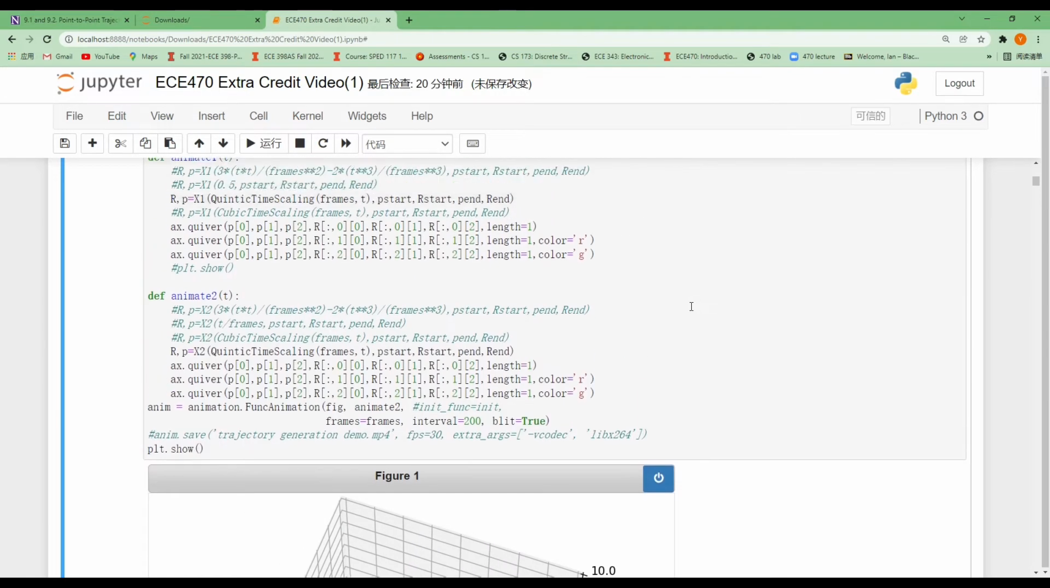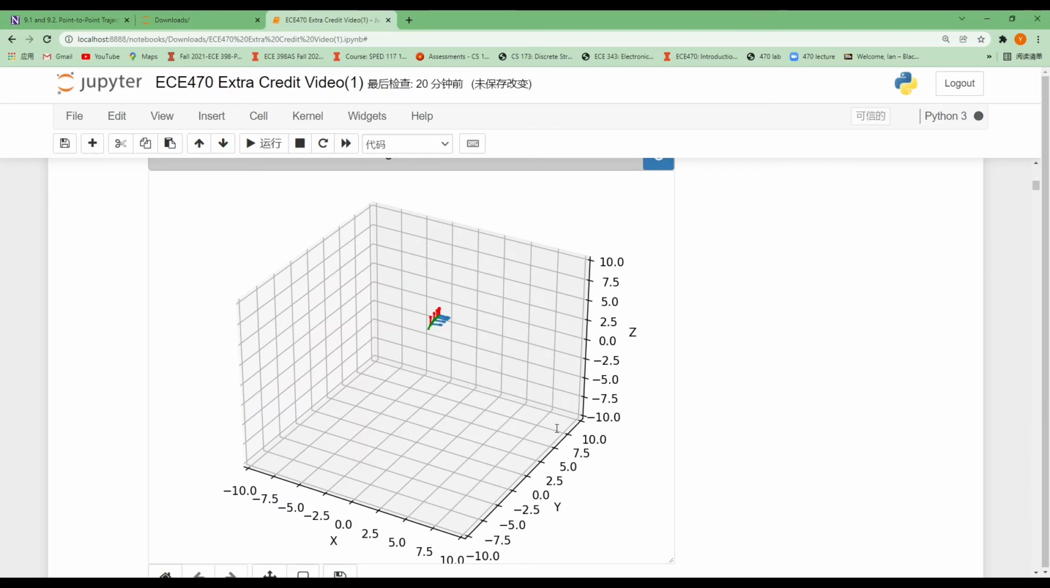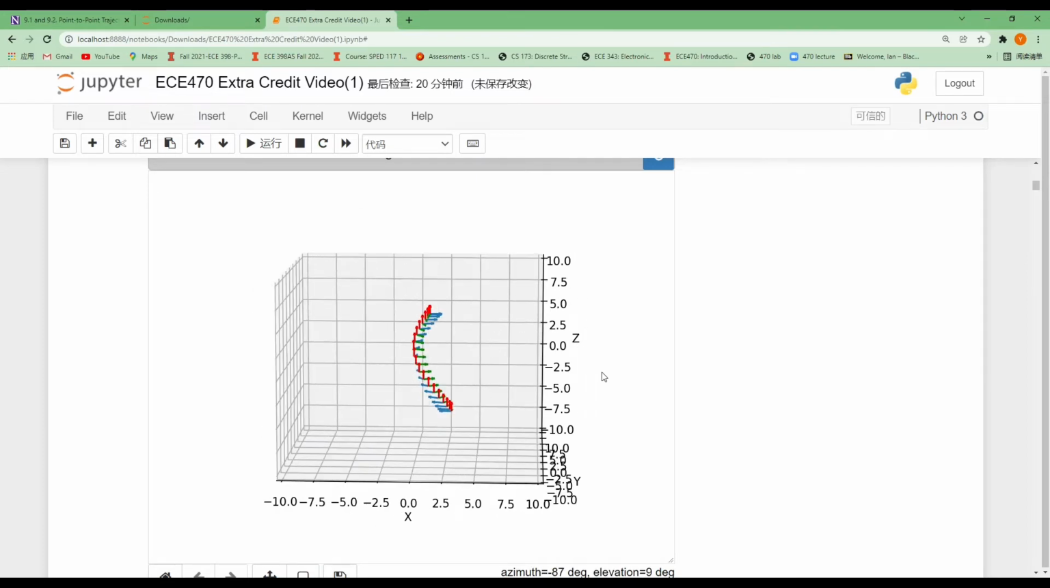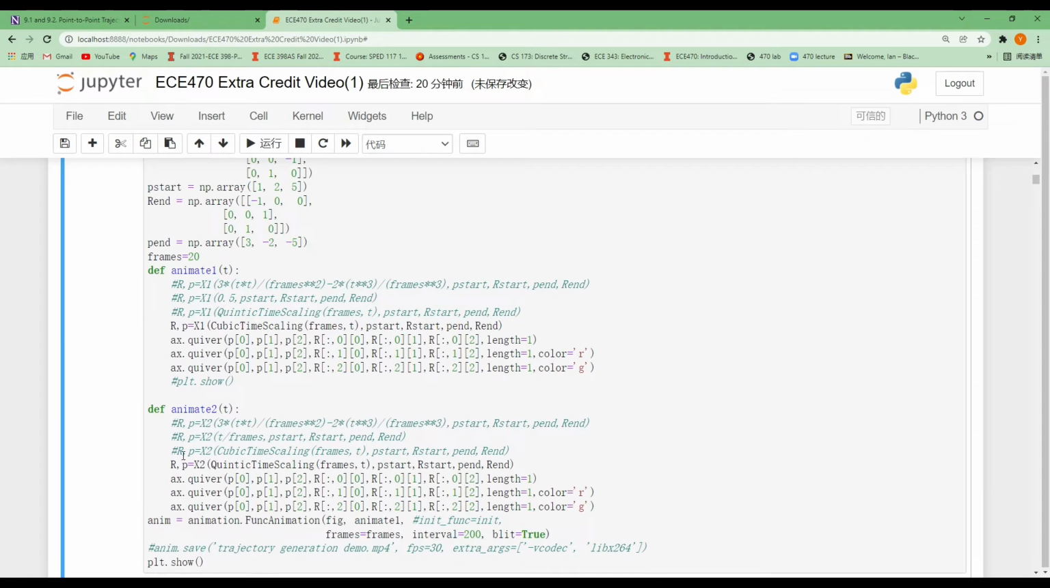There are two types of timescaling, quintic timescaling and cubic timescaling. Let's shift to cubic timescaling to see what happens. For quintic timescaling, the initial and final acceleration are all 0. And for cubic timescaling, the initial and final velocity are all zeros. And let's see what happens to animation 2.